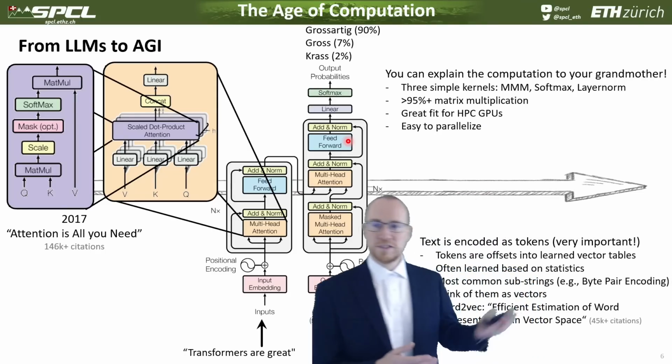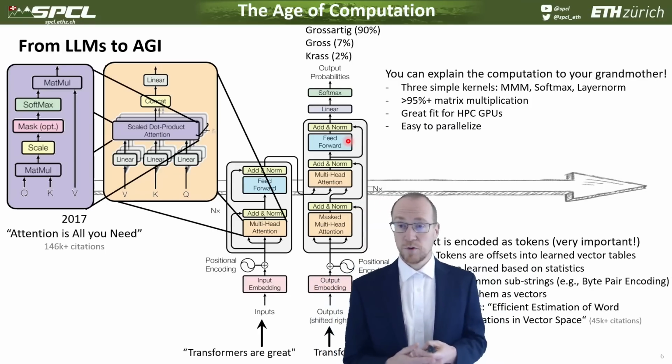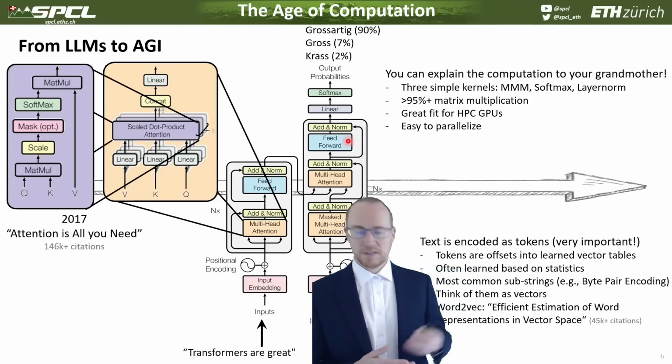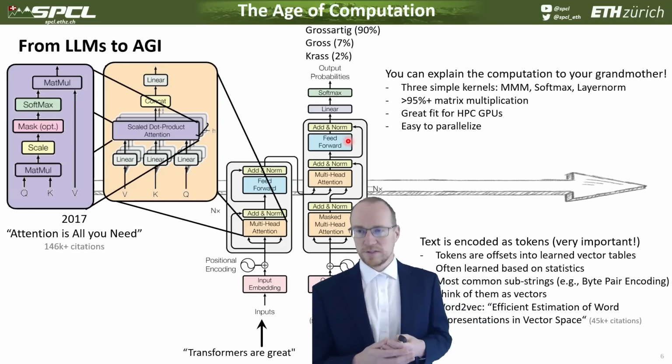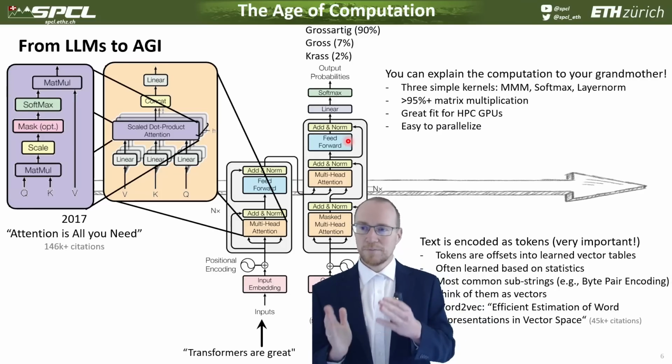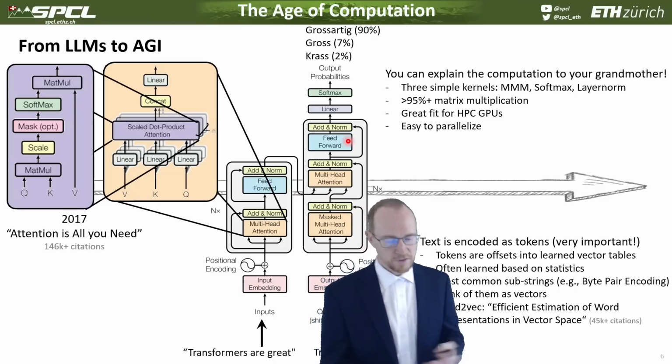We need to go a little bit more into detail how text is actually represented. Text is represented as tokens, which is an extremely important part. So tokens are really offsets into learned tables or vector tables. So in some sense, you're looking up a string in a table, and then you're translating this to a vector. This is all learned.